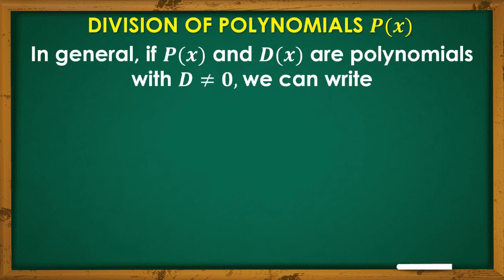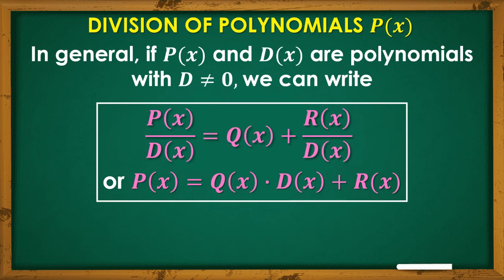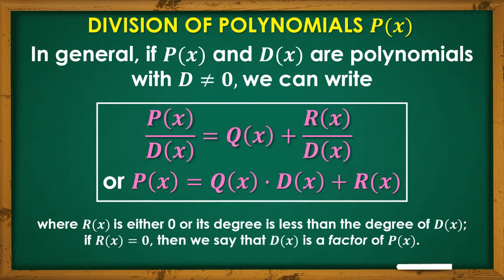In general, if p of x and d of x are polynomials with d not equal to 0, we can write this. Again, yung p natin ay yung dividend, yung d is your divisor, q is your quotient, and r is your remainder. Bakit hindi pwedeng maging 0 ang divisor? Correct, dahil kapag nag-divide tayo ng 0 sa kahit anong number, the result is undefined. Now, ang remainder ay pwedeng maging 0. O kaya naman, ang degree ng remainder natin ay less than the degree of the divisor, or mas mababang power. Ngayon, kung ang remainder natin ay naging 0, we can say that the divisor is a factor of the dividend. Pag-uusapan natin yan sa susunod na module.